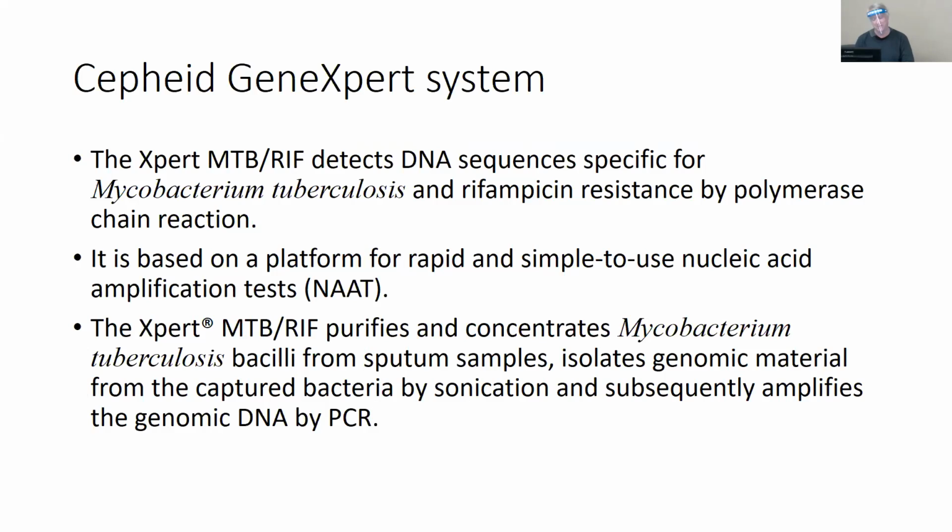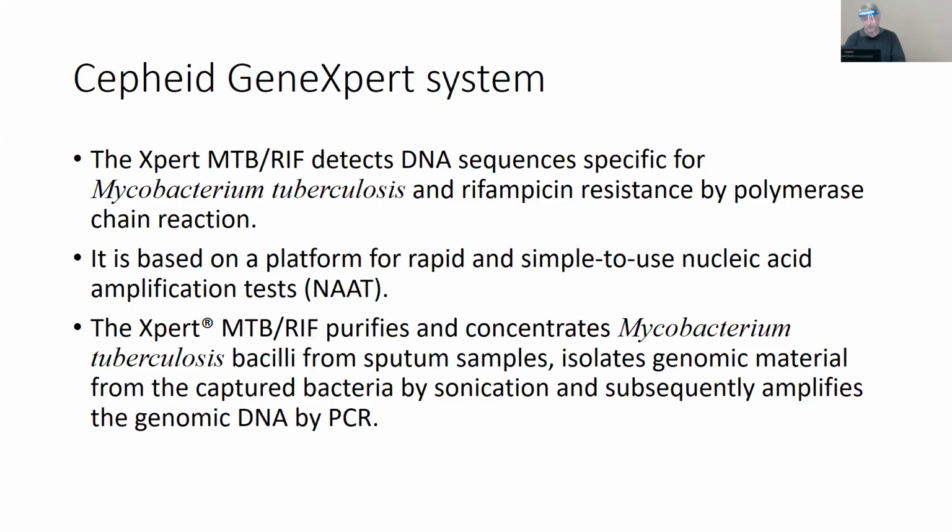Yeah. The GeneXpert detects DNA sequences specific for Mycobacterium tuberculosis and rifampicin resistance by polymerase chain reaction. It's based on a platform for rapid and simple to use nucleic acid amplification test, NAT. The GeneXpert purifies and concentrates TB bacilli from the sputum, isolates genomic material, captures the bacteria by sonication, and subsequently amplifies the genomic DNA by PCR. So kind of the same thing we're doing now with that swab for COVID.